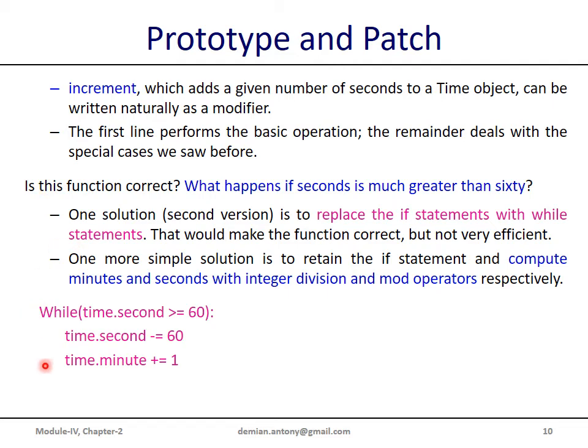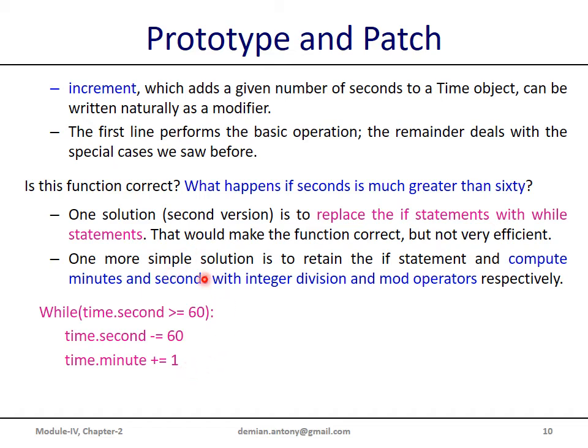So this is the loop version for the seconds. Instead of if, we have replaced it with while. As long as time.second is greater than or equal to 60, we subtract 60 from the seconds and increment the minutes. Similarly, we can write it for the minutes. We can replace the if statement for the minutes also with while time.minute is greater than or equal to 60, time.minute minus equal to 60, and time.hour plus equal to 1. That's how we can modify that program segment.